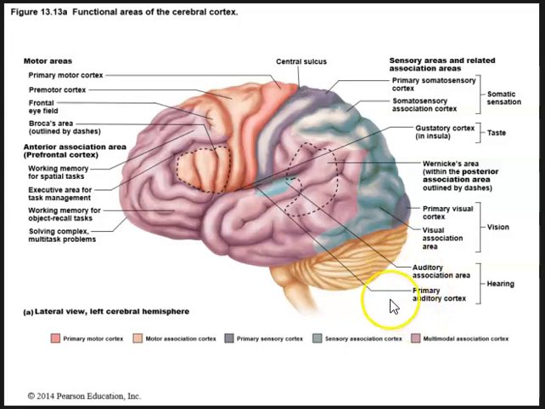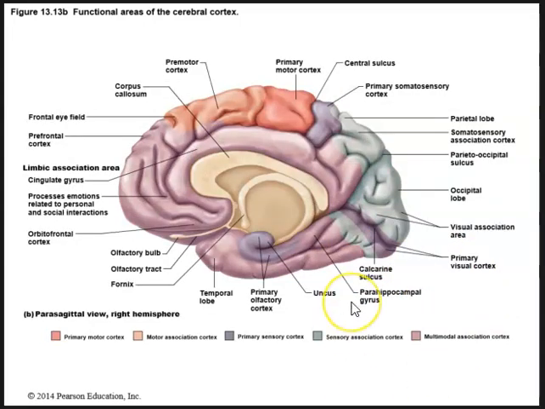So know that there are primary cortexes for each of the senses. And we can also see more of them within this sagittal section of the brain. I don't expect you to be able to identify the different areas. Just know that they exist, okay?